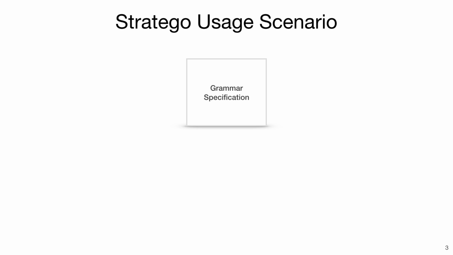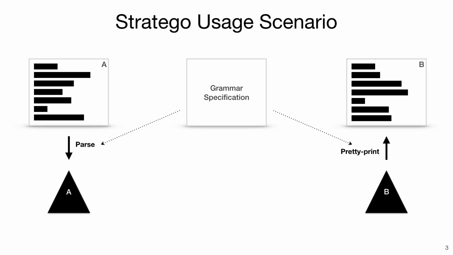We start with a nice grammar specification from which we can derive a parser and a pretty printer. The parser will turn text that conforms to the grammar into a tree. The pretty printer is Stratego code that takes a tree that conforms to the grammar and turns it back into text. The code we write ourselves in Stratego is a transformation from one tree to another.